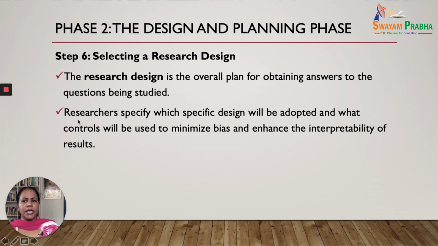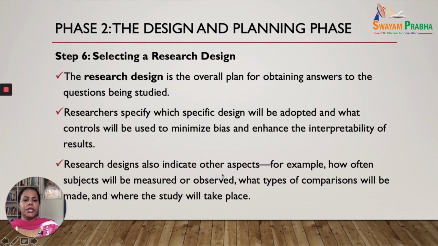And in this stage, the researchers specify which specific design will be adopted. The specific design depends upon your research question, whether it will be answered through experimental design or through non-experimental design. Your methods will be different for each. And if it is experimental design, then what controls will be used to minimize the bias? In experimental design, we always need to take care of extraneous variables which can cause bias. So we try to control them so that we can enhance the interpretability of the results, so that whatever results we are getting should be the true results.